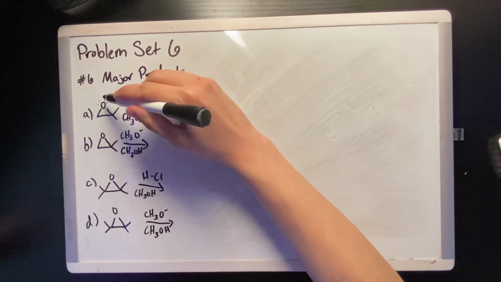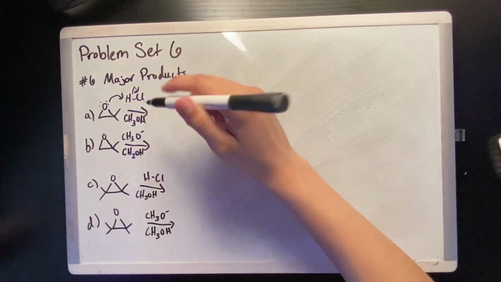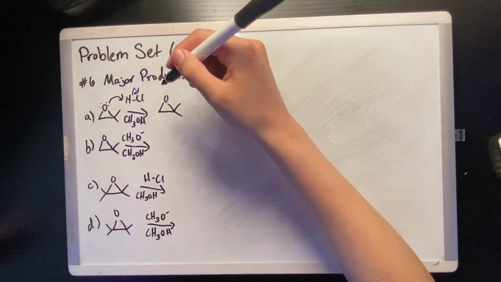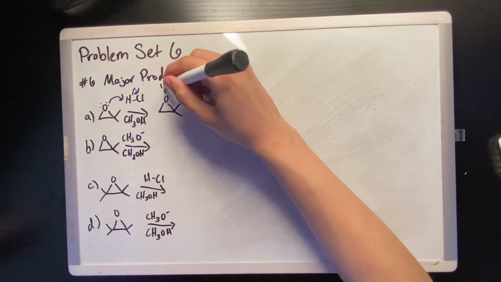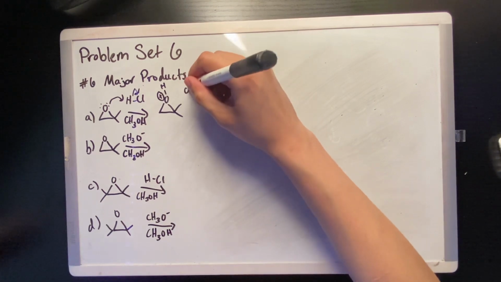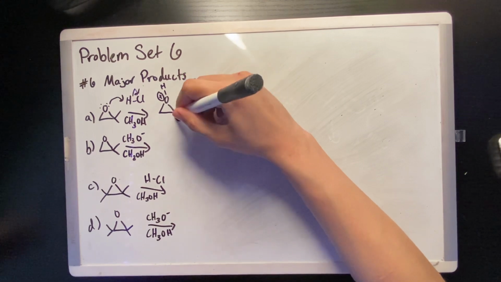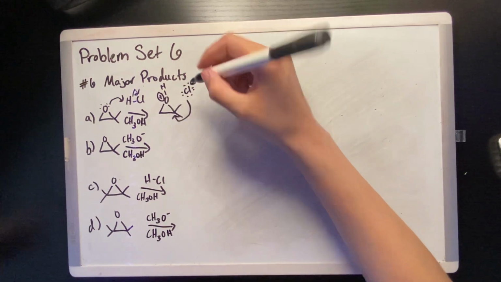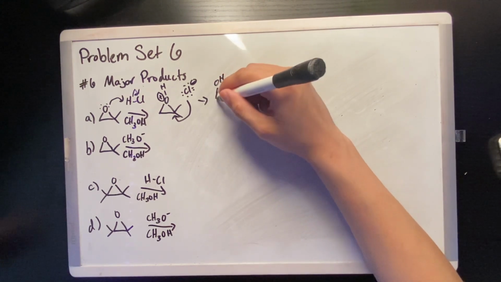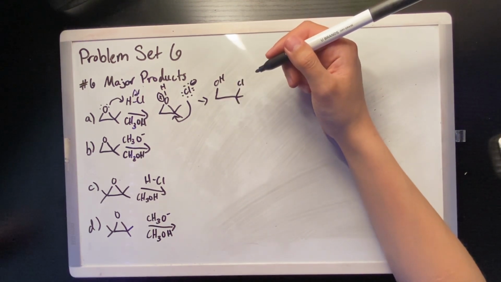This O with its lone pairs is going to see this hydrogen and deprotonate, get rid of the Cl, and we're going to have H, and that has 3 bonds, which makes it positively charged. And at the same time, this Cl that we just kicked off is going to come back and attach itself right in here, which is going to give us an OH over here, Cl here, just like that.